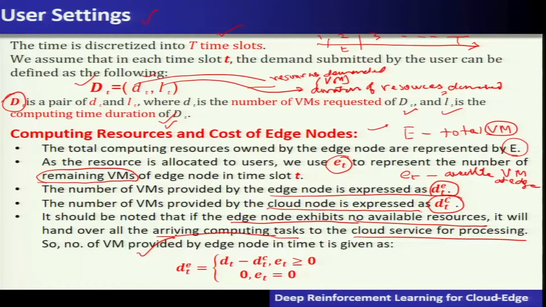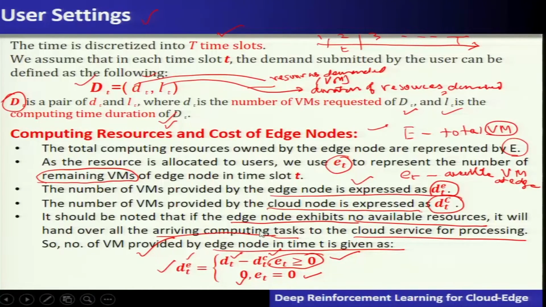So, the number of virtual machines which are provided by the edge node in a time t is written by this equation, that is d of E, the number of virtual machines provided by the edge node, which is nothing but the demand minus the part which is being met by the cloud. The remaining will be met by the edge. If the number of available virtual machines is more than 0, is non-zero, then this equation will hold, and if the virtual machines are not available, then the demand to be provided by the edge node will become 0 in that case.